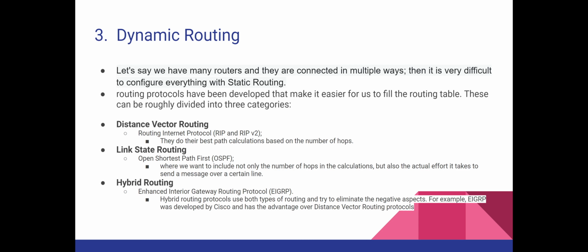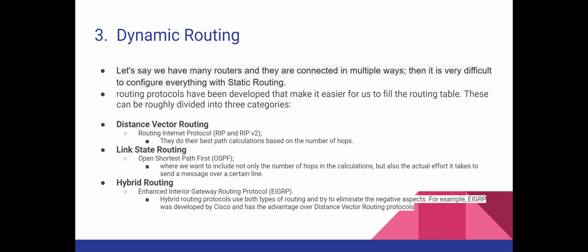These dynamic routing protocols are basically divided in three categories. So you have distance vector routing, link state routing, and hybrid routing. Under distance vector routing, or RIP, like we called before, RIP v2, they basically do best path calculations based on the number of hops. So the fewer hops, the easier it is for RIP to choose that connection.